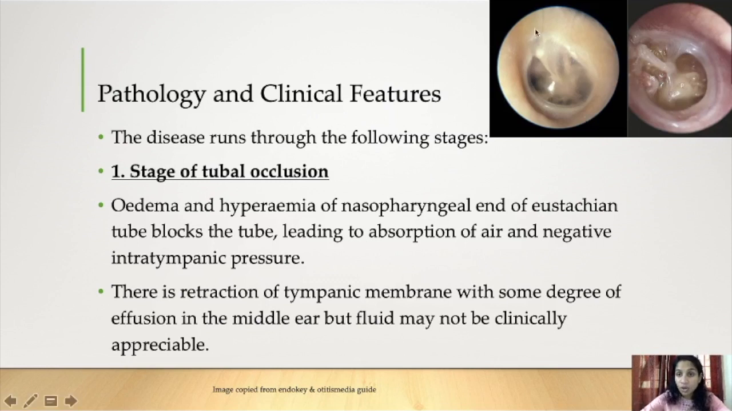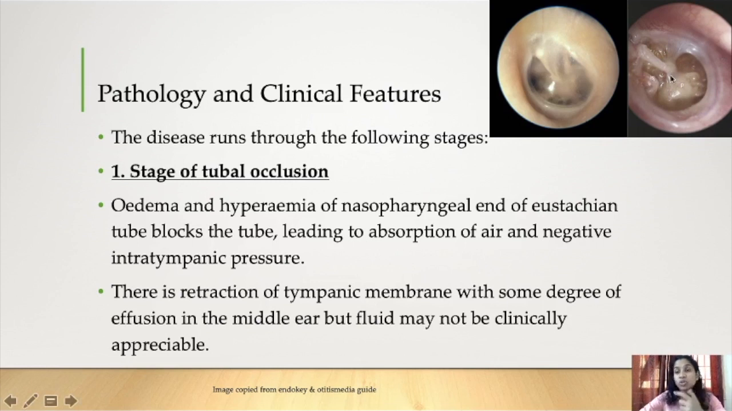This is a normal tympanic membrane. This is the handle of malleus. This is the cone of light, and this part is known as pars flaccida, and this is pars tensa. If it is in the stage of tubal occlusion, there is an occlusion in the eustachian tube, then there will be retraction of the tympanic membrane. The retraction of tympanic membrane looks like this.